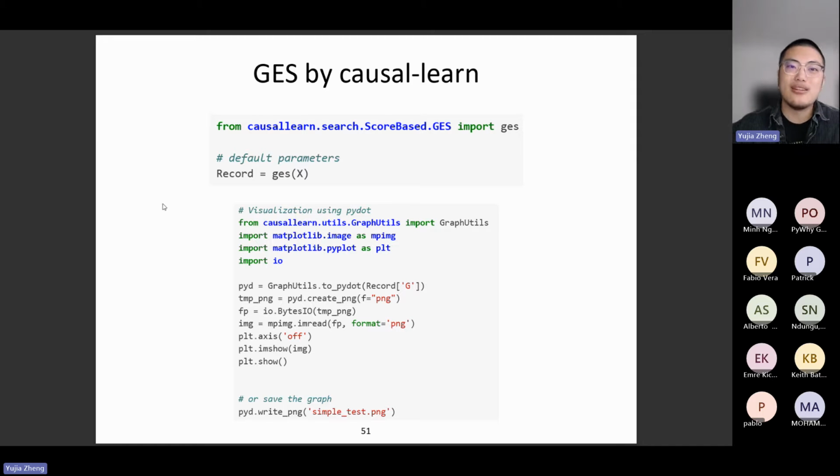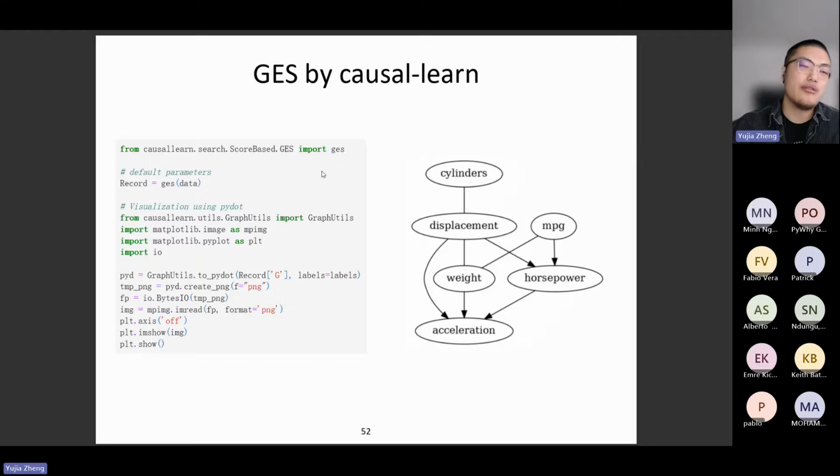So in causal-learn, again, GES is also very simple. We just input our data into the GES and then we can visualize everything. And in the previous example of the auto MPG data set, as you may remember, the very typical data frame, the GES is also pretty simple. We just input our data and we can visualize everything like that. So this is the result of the GES.